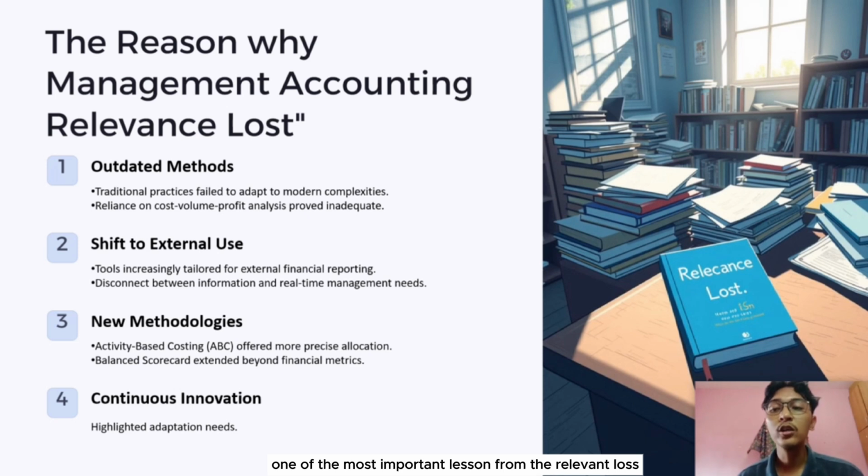Finally, one of the most important lessons from the relevance lost is that businesses must constantly innovate their management accounting practices. What worked in the past may not work today, and companies must adapt to stay relevant. Whether through technology, improved cost allocation, or performance measurement technology, continuous improvement is the key.